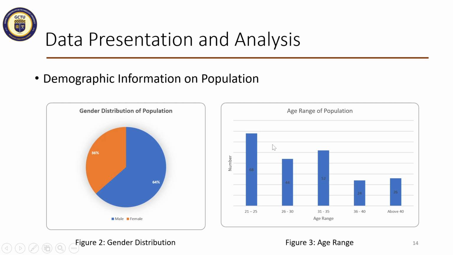Then when it comes to the age distribution of our population, we realized that those within the age bracket of 21 to 25 were in the majority, followed by those around 31 to 35. And the least population we had was those within 36 and above.